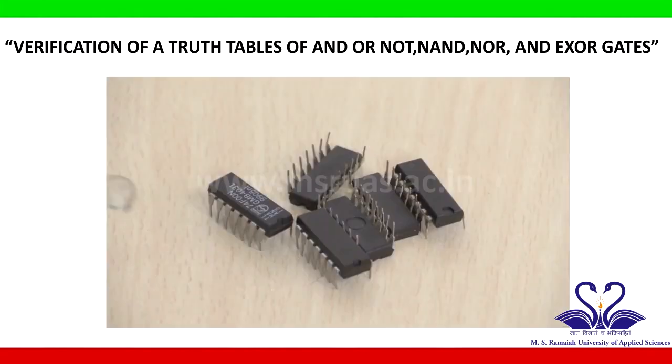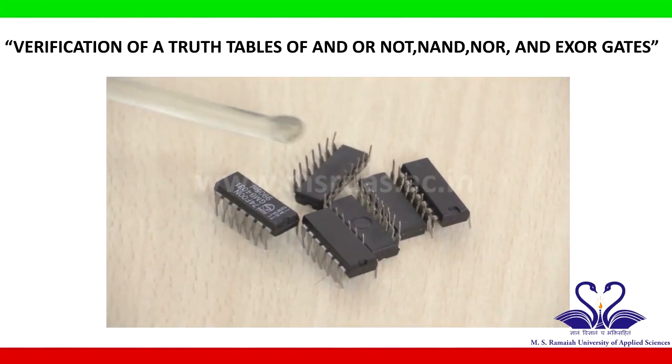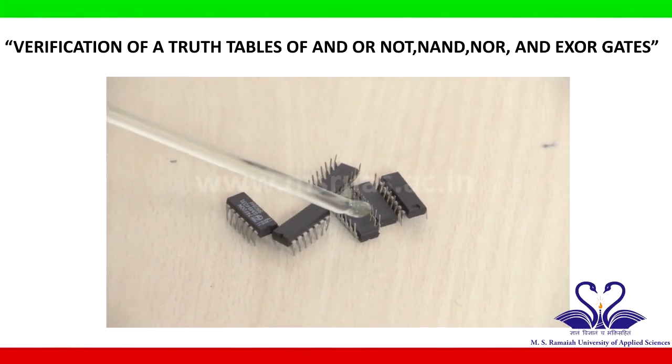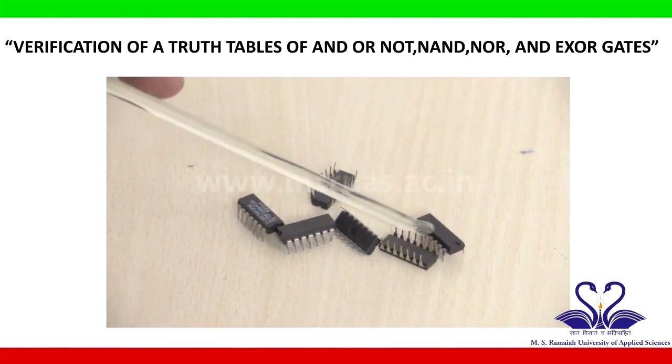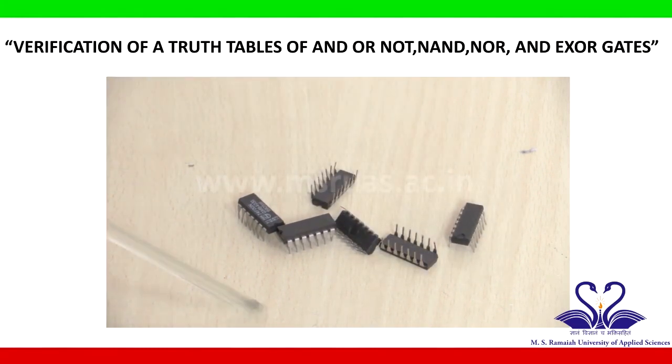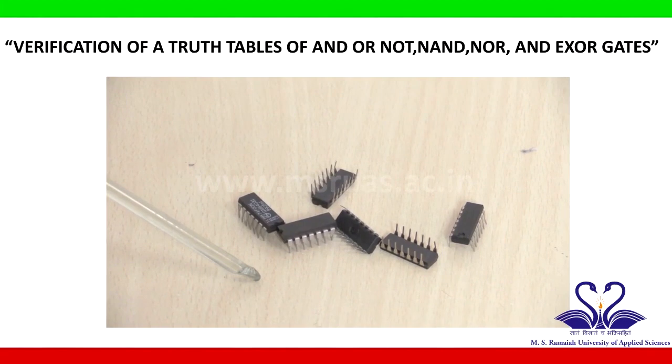And ICs. These are all digital ICs. All ICs are 14 pin ICs. So one IC is for AND gate, one IC is for OR gate, one IC is for NOT gate, one IC is for NAND gate, one IC is for NOR gate, one IC is for EXOR gate. On top of each IC numbers are written. Based on IC numbers, we can call them either AND, OR, NAND, NOR, NOT or EXOR.